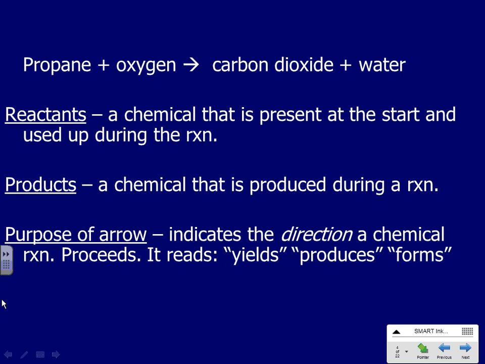We sometimes read it as yields, produces, forms. Just like I was trying to teach you the language of telling me how to draw a Lewis structure with the terms single bond, double bond, you would describe this as propane plus oxygen to produce carbon dioxide and water, or yields carbon dioxide and water. That's how you would read it. Okay? All right?